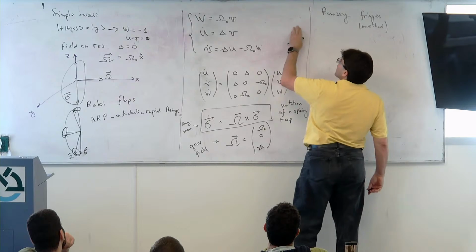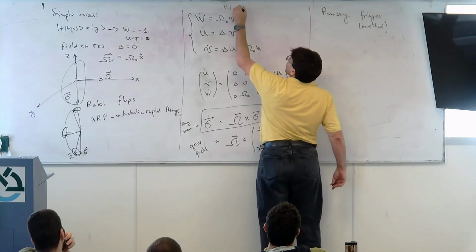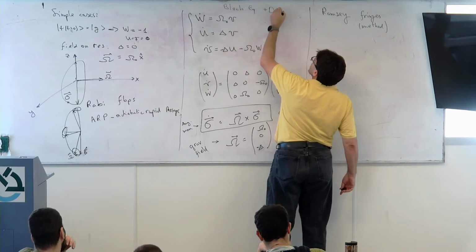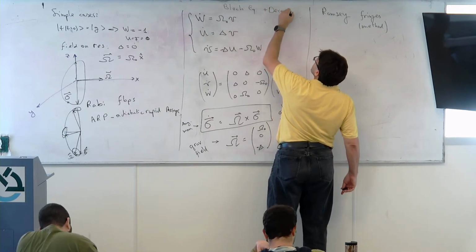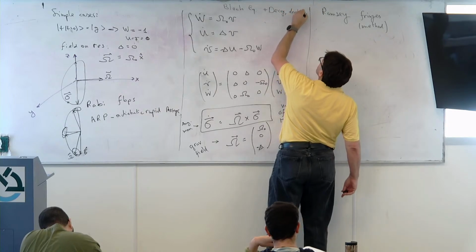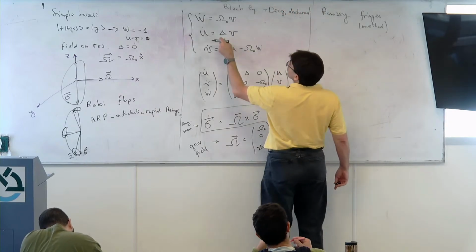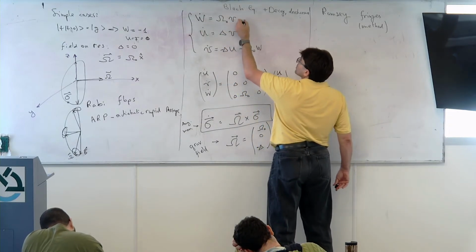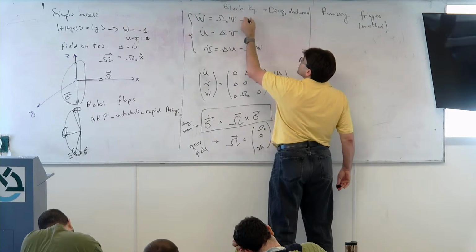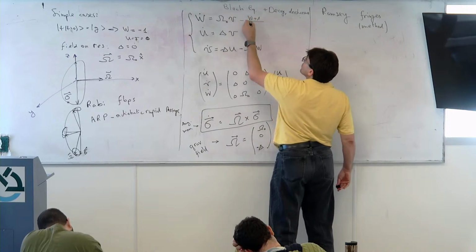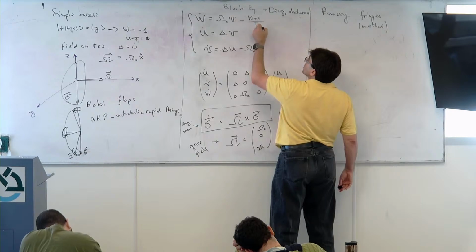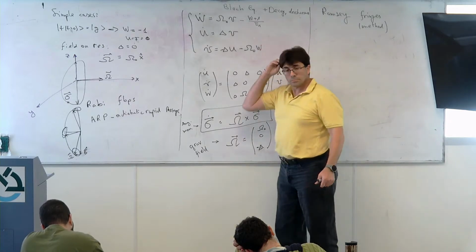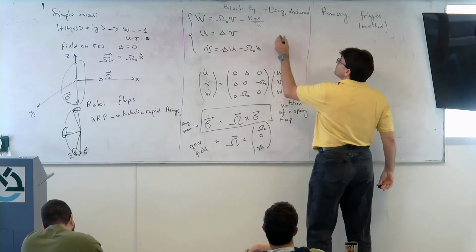So if I want to have the Bloch equations with decay and decoherence, then I would say, look, W, that happens, but I also know that there is this minus (W plus 1) divided by tau 1. That's the decay time, the population decay time.